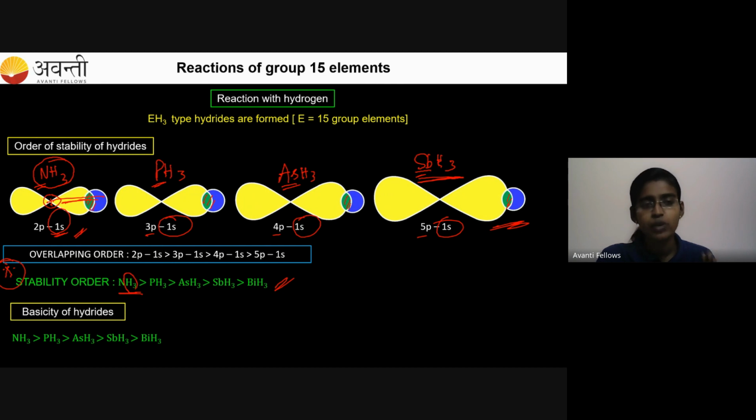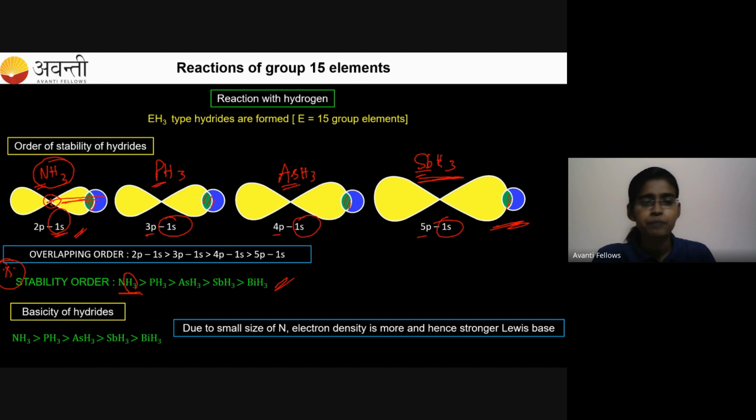So why is NH3 more basic? What is the reason? Due to the small size of nitrogen, electron density is more. So it will act as an electron rich species. All the electron rich species are called Lewis bases, right? Got it? So this is nitrogen, and these are our hydrogens.